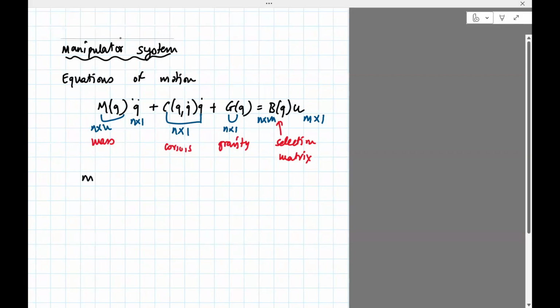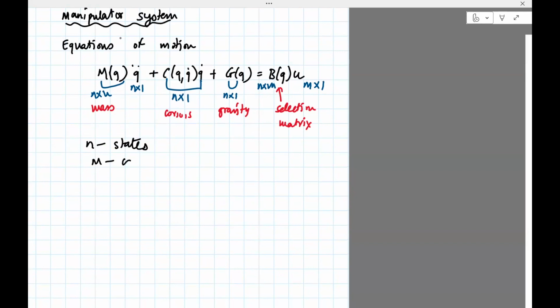So there are n states, m controls, and this matrix B(q) is the control selection matrix. And we'll get to an example where you will see what B(q) is. It just depends on the system, how many actuators are available. Okay, now the problem is this system looks very complicated, right?